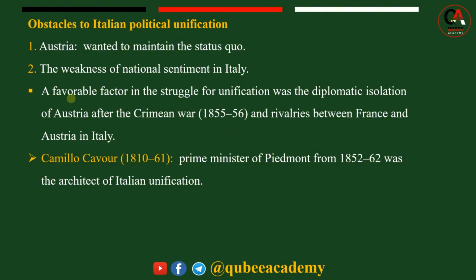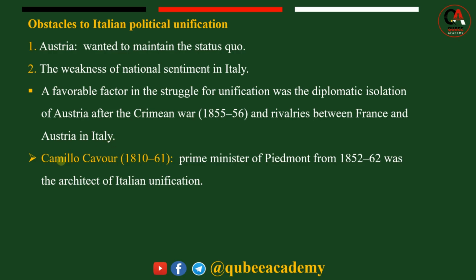So there were two major factors that favored the unification of Italy. One, the war fought between Britain and France on one side and Russia on the other side from 1853 up to 1856. Second, the rivalry between France and Austria in Italy. These two favorable conditions played a great role in Italy becoming free and united. There are obstacles, and there are favoring factors too. This is one of the most important issues.